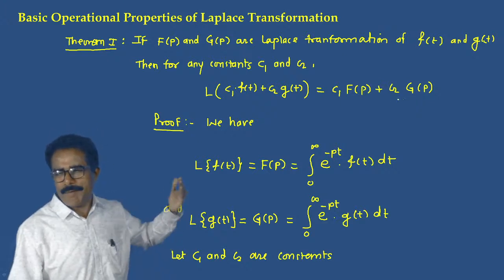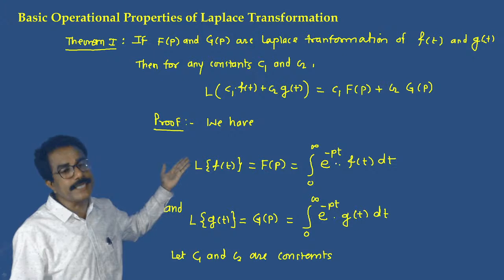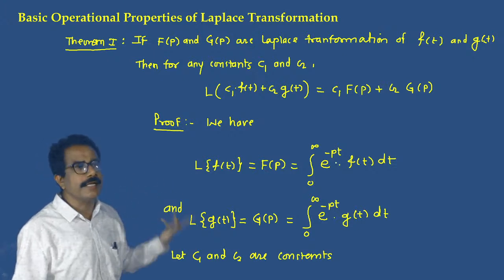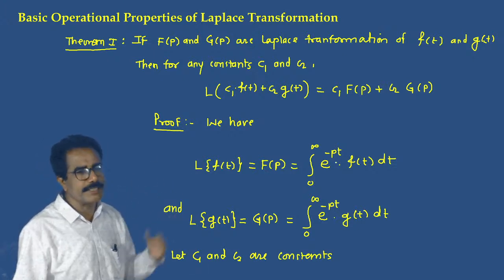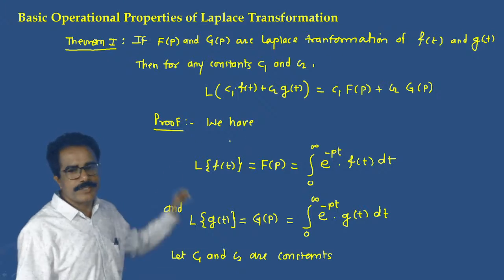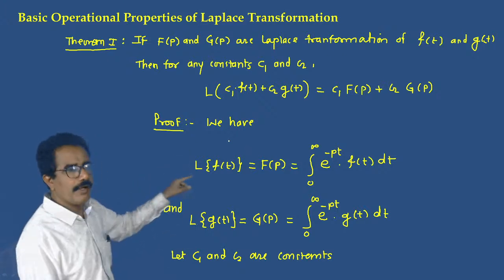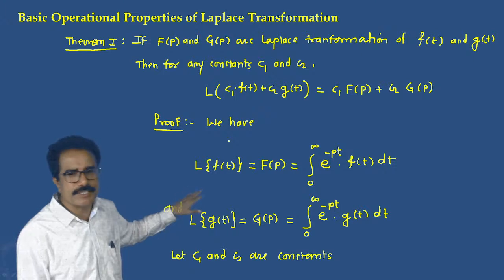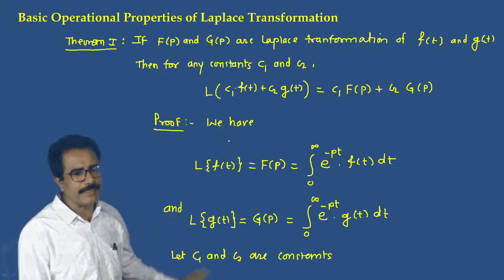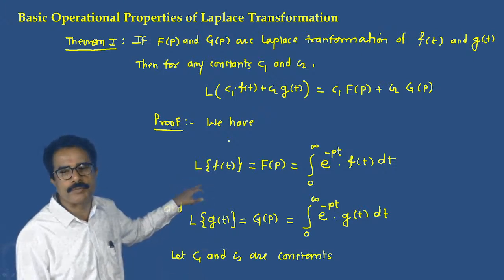So this type of property is also known as the linear transformation property. So see this, we already know the definition of the Laplace transformation. This is a very simple theorem, so I am going to go fast to prove this theorem.